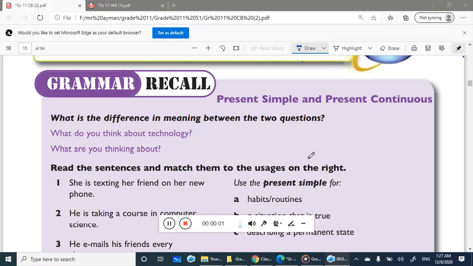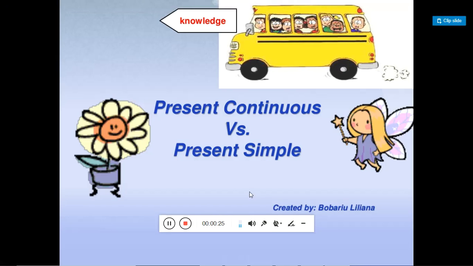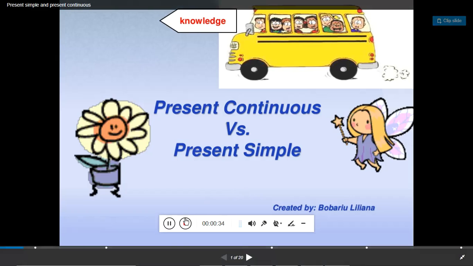And now, English learners, let us move on to the grammar recall, present simple and present continuous. But before we study these grammar rules, let us watch this PowerPoint presentation. Present continuous versus present simple. Both tenses are very important in the English language since we use them in our daily life. So let us study present simple and present continuous created by Barbario Liliana.